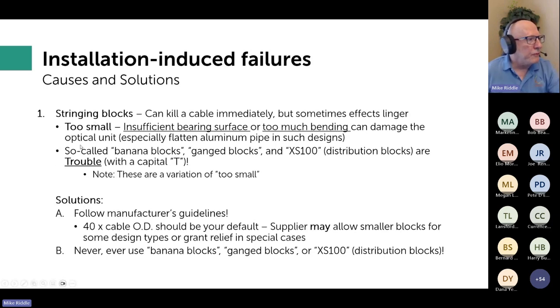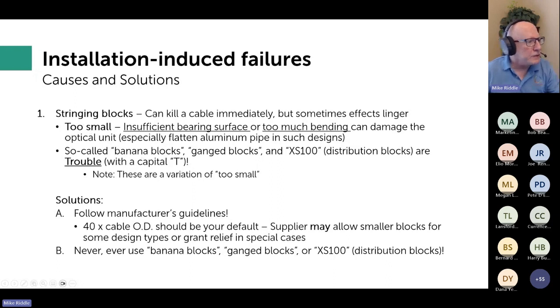One specific flavor you might think of blocks that are too small are blocks that are often referred to as banana blocks, or ganging blocks, or XS100 blocks, sometimes called X100 blocks. These are distribution class blocks, and all of these are trouble with a capital T. And fundamentally, what's going on there is that the actual rolling surface is too small. That's why I say it's a variation of it.